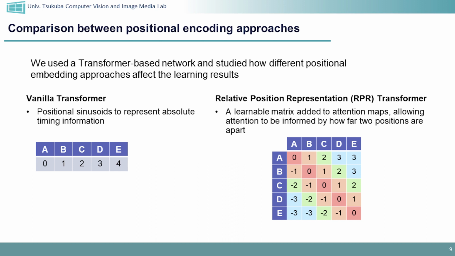The vanilla transformer embeds the ordinal interframe relationship from the starting frame, while the relative positional representation transformer embeds the ordinal relationship with surrounding frames, by adding a learnable matrix to each attention map, allowing attention to be informed by how far two positions are apart. Apart from the difference in the position embedding methods, the same network design was used.